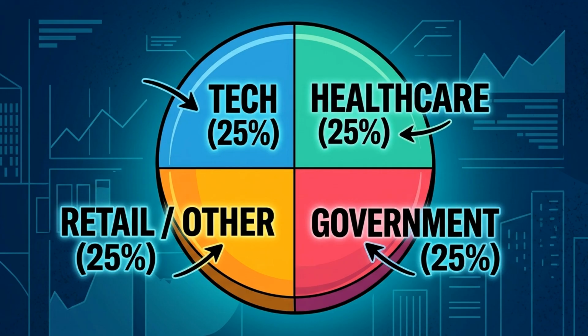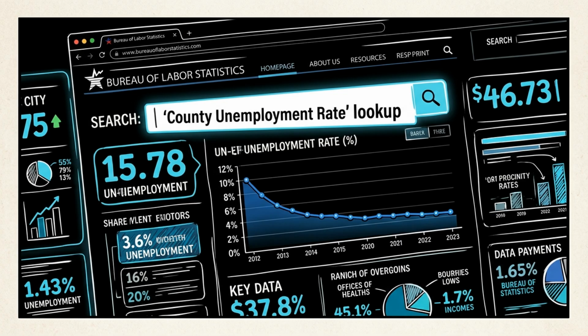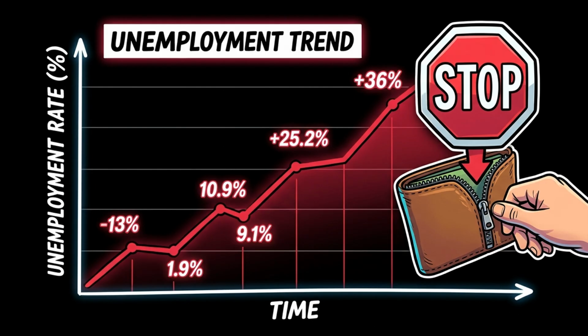Look for markets with job diversification. Ideally, you want to see a mix of industries like technology, healthcare, or government, rather than a single company town. You can use a tool like the Bureau of Labor Statistics website to pull up the unemployment rate for any county in the United States. If that rate is consistently climbing, keep your wallet closed.